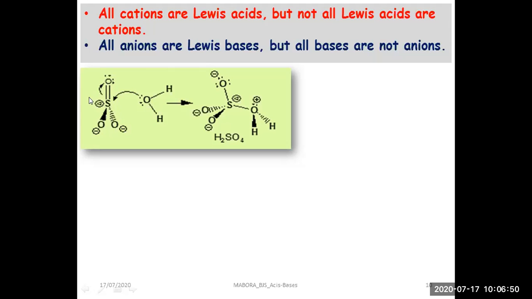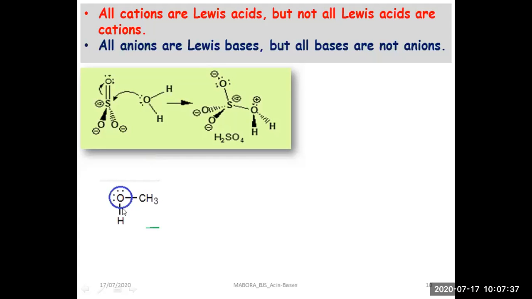Take this example. Here SO3 is there, and water is there. Water, we know, is electron rich because oxygen has two lone pairs of electrons, and sulfur has an empty d orbital which can accept these electrons very easily to form a dative bond. Here SO3 becomes the acid and water becomes the base. Water has given electrons, SO3 has accepted electrons, so this is your acid and this is your base as per the Lewis concept.